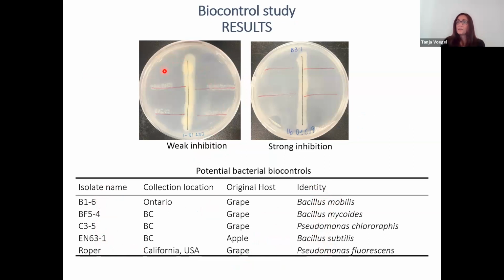This figure here shows the results of inhibition on the plate. Again, here is the biocontrol, and this is the pathogen. Here we see a weak inhibition, because the pathogen was plated all the way to the red line, but it doesn't grow here because something from the biocontrol inhibited its growth. And on this plate, we can see complete inhibition. The pathogen was not able to grow at all because of the biocontrol being here.